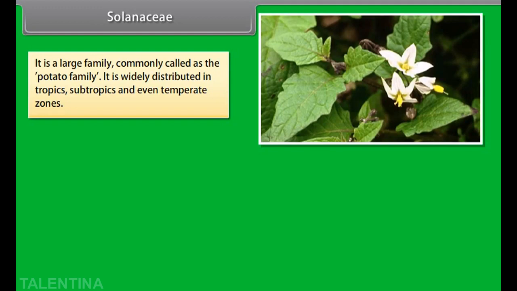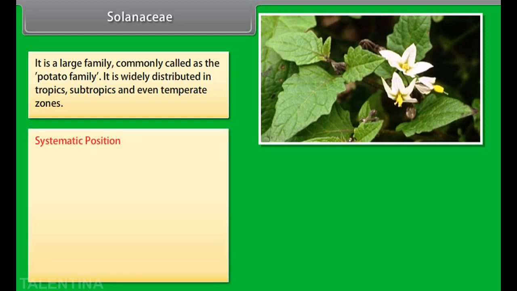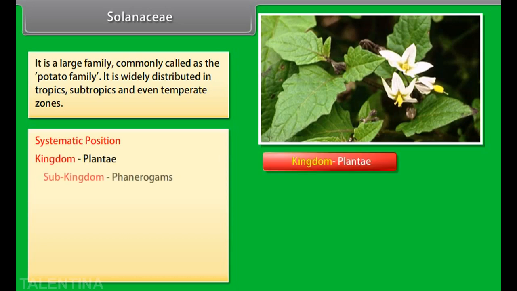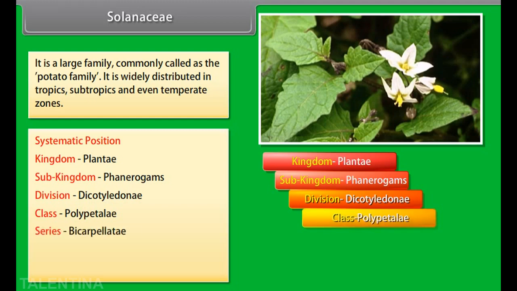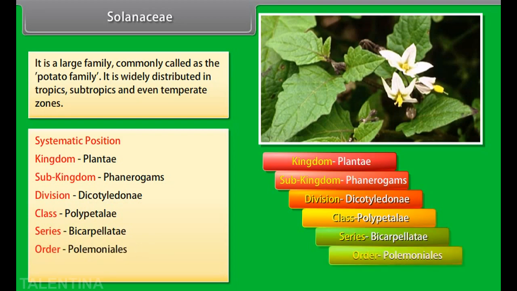Solanaceae. It is a large family, commonly called the potato family. It is widely distributed in tropics, subtropics, and even temperate zones. Systematic position. Kingdom, Plantae. Subkingdom, Phanerogams. Division, Dicotyledoneae. Class, Polypetalae. Series, Bicarpellatae. Order, Polemoniales. Family, Solanaceae.